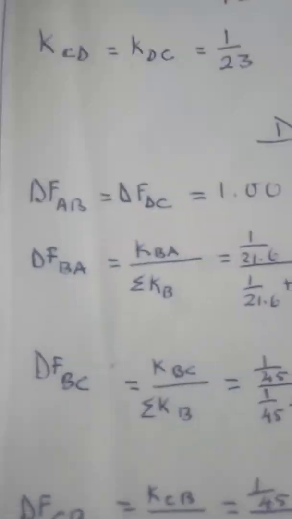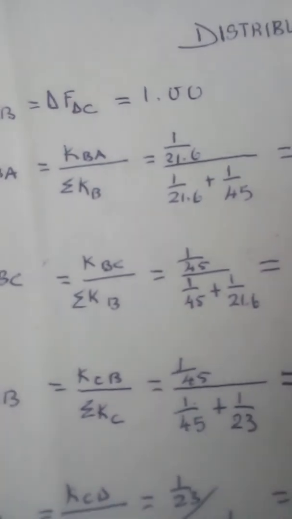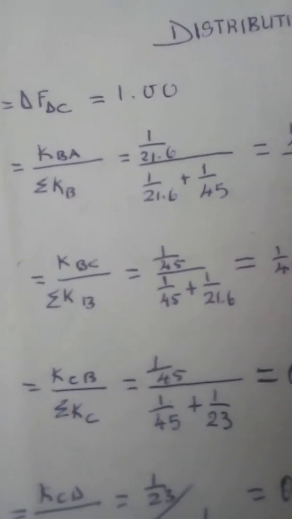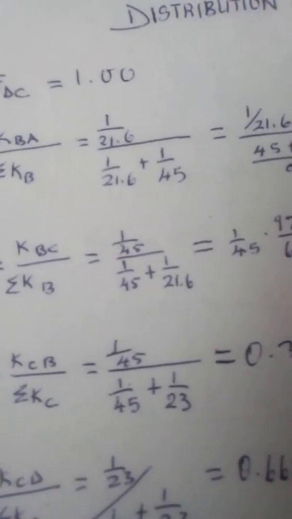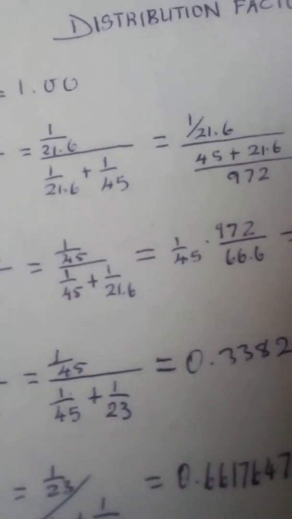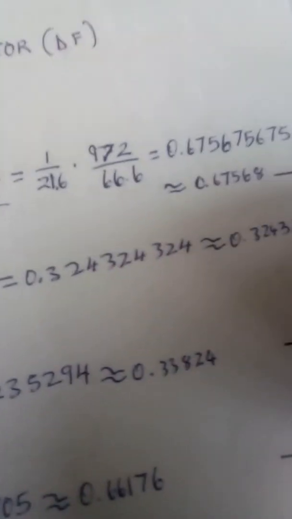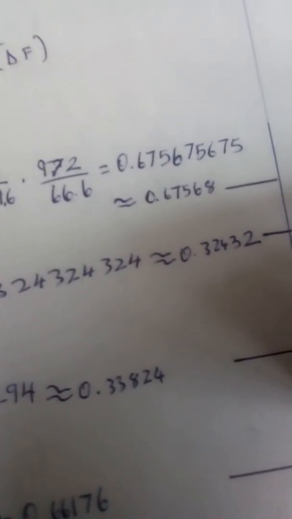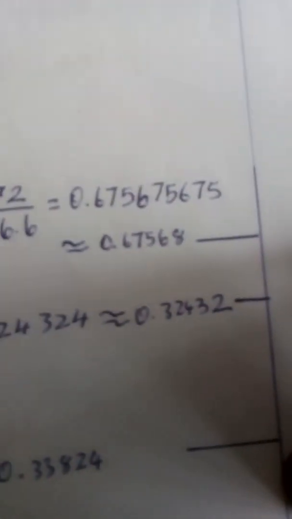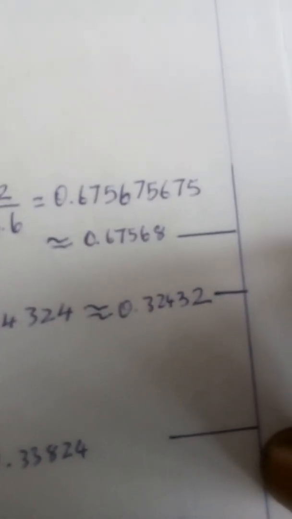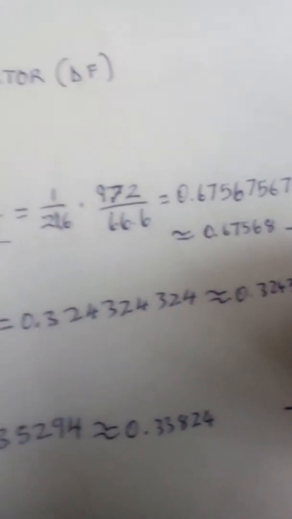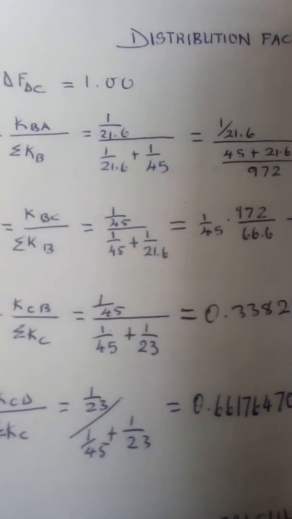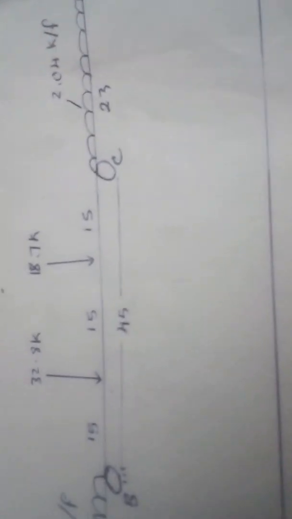Similarly, you go to the distribution factor for BC. You take the stiffness of BC divided by the sum of all the stiffnesses meeting at B. So it's 1 over 45 divided by 1 over 45 plus 1 over 21.6, which gives you 0.324. Now when you add the two distribution factors at B, you're supposed to end up with 1.00. You can see that 0.675 plus 0.324 gives you 1.00. That's the first check on the distribution table, to make sure the distribution factors at the joints are always equal to 1.00. Remember, this is the 3-span beam, A, B, C, D.